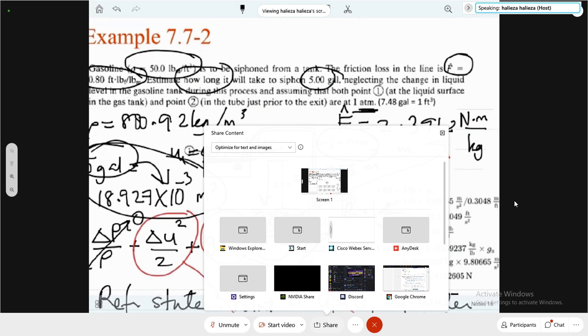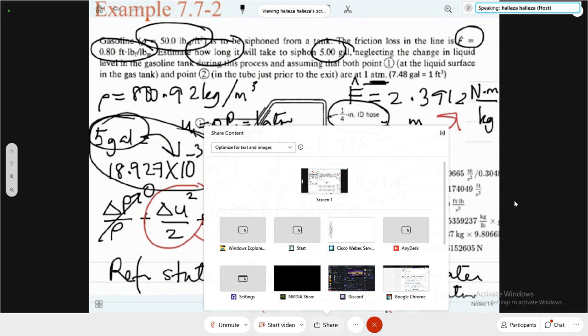You think you can get my explanation? Is that clear? You are just dealing with the same equation, except that this time you have the friction loss given. Everything is the same, except that now you have the friction loss. The pressure difference is 0. Why? Because P1 is equal to P2. They are both at the same pressure.